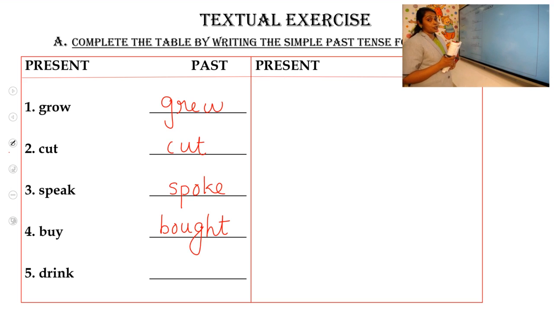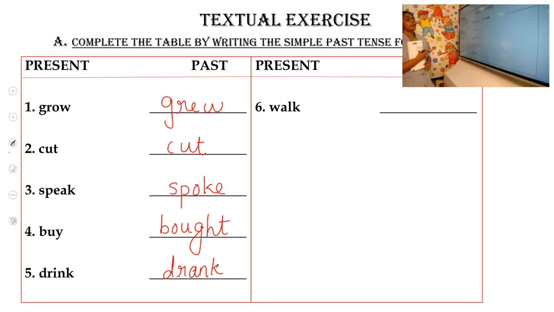And the fifth verb, drink. The past tense of drink, it's a very common word. You know that, all of you know this past tense. Drank, very good. So, the sixth verb, walk.